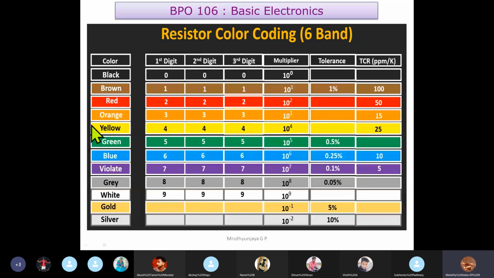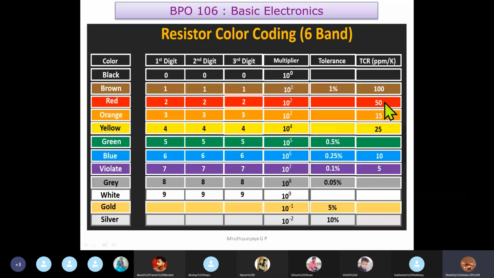For a 6-band resistor, again, it's like a 5-band resistor, but there is a 6th band also. The 5th band will represent the tolerance. The 6th band will represent what we call the temperature coefficient of resistance, that is, the variation of the resistance with temperature.